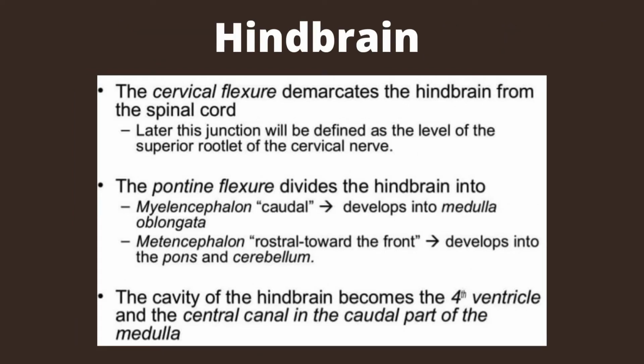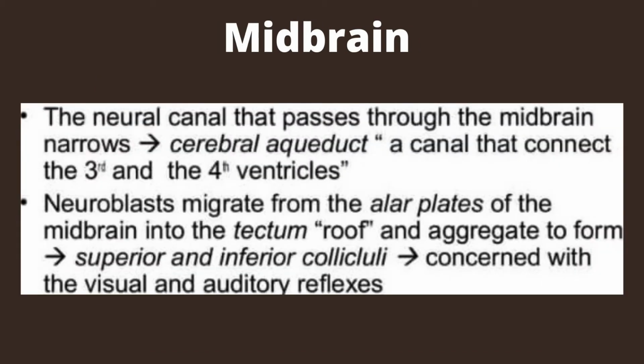Then we will discuss about hindbrain. The cervical flexure demarcates the hindbrain from the spinal cord. Later this junction will be defined as the level of the superior rootlet of the cervical nerve. The pontine flexure divides the hindbrain into mesencephalon caudal, which develops into medulla oblongata, then mesencephalon rostral towards the front, that is, develops the pons and cerebellum. Last point is, the cavity of the hindbrain becomes the fourth ventricle and the central canal in the caudal part of the medulla.